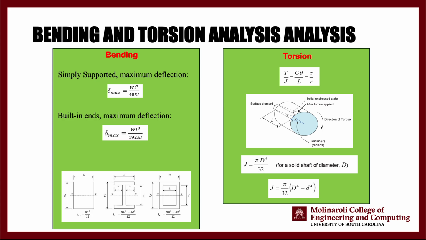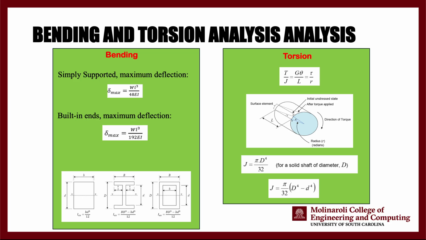We are only interested in the maximum deflection, because when you apply load to the middle, the maximum deflection happens in the middle of the beam. For the simply supported beam, the maximum deflection can be calculated by this equation. W is the load, the point load you are applying, multiplied by L cubed, where L is the length of the beam, divided by 48 multiplied by the flexural rigidity of the beam.